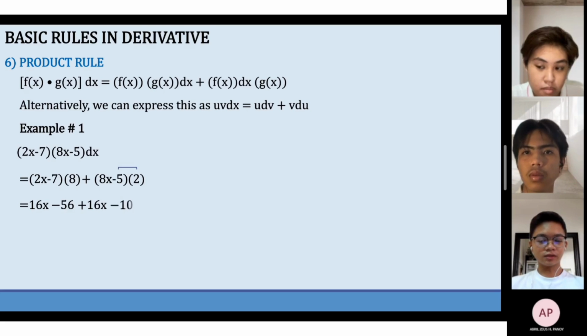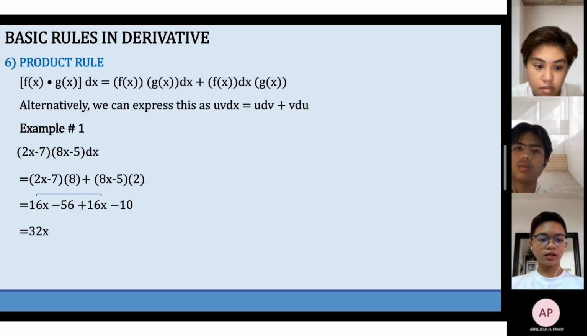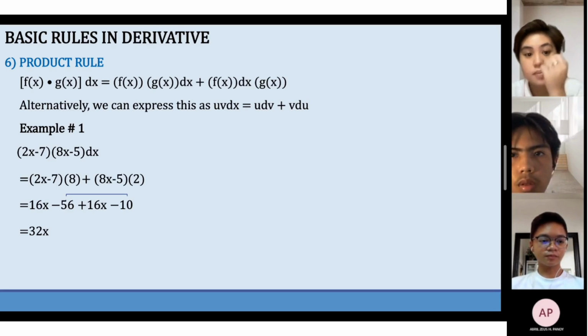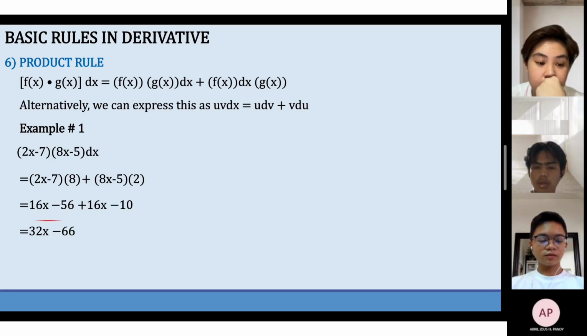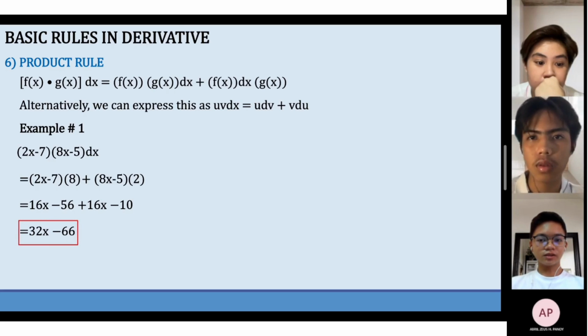Then combine like terms. 16 plus 16 is equal to 32x. Then the constants, which have no x: negative 56 minus 10 equals negative 66. The answer is 32x minus 66.